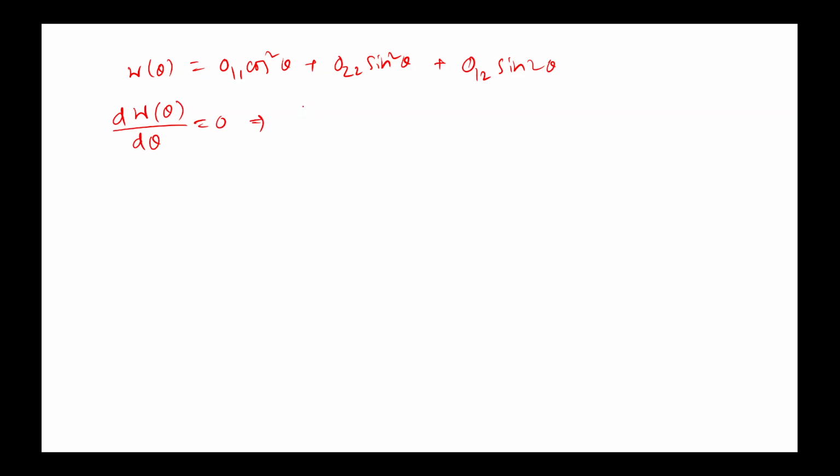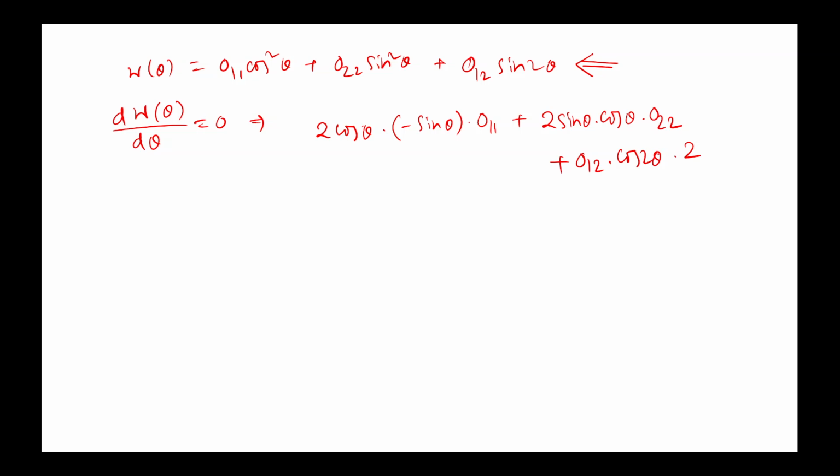This is your form of omega theta. If you do the derivative with respect to theta, you get 2 cos theta times minus sin theta, since d by d theta of cos theta is minus sin theta, times O11, and 2 sin theta times cos theta, since d by d theta of sin theta is cos theta, times O22, and O12 times cos 2 theta, and there is a 2 because when you differentiate 2 theta it comes out as 2, and that is equal to 0.